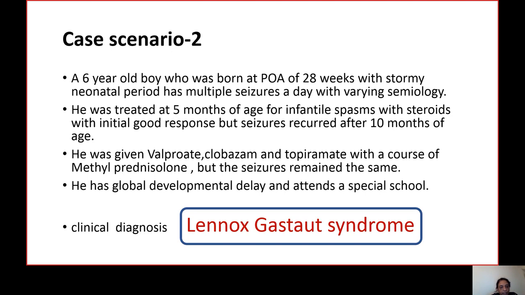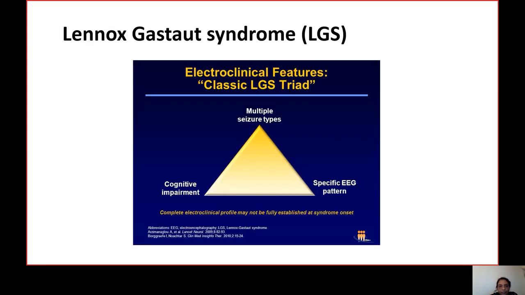So then a clinical diagnosis of Lennox-Gastaut syndrome was made, and you know that this patient had infantile spasms or West syndrome. I didn't talk about West syndrome here because you all know about that. Once you graduate from that at about 5 months, then by about 1 to 2 years, they come into Lennox-Gastaut syndrome, which is the most severe and intractable seizure syndrome in children.